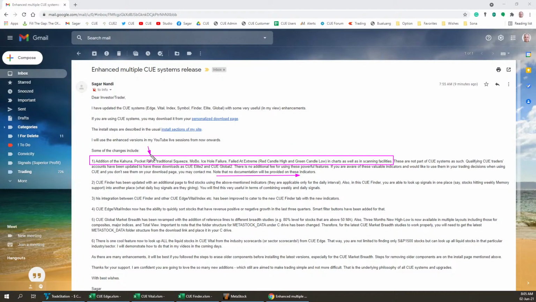It has Kahuna, Pocket Pivot, Traditional Squeeze, Mobile Breakout or Momentum Breakout, ISOL Failure, Failed at Extreme, that is red candle high, green candle low. These are in charts and an additional template in Metastock, a study group in TradeStation, and they are also included as part of scanning: Explorer in Metastock Q Global, and Radar in QLE TradeStation.